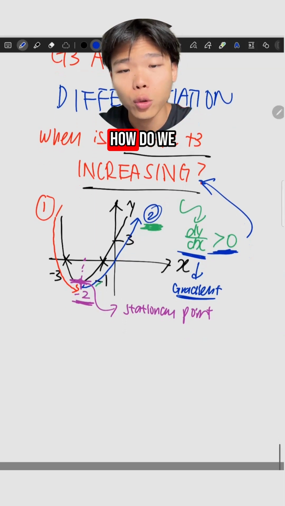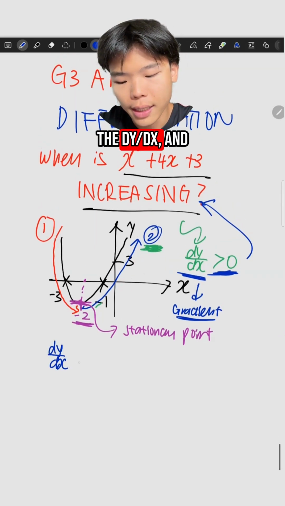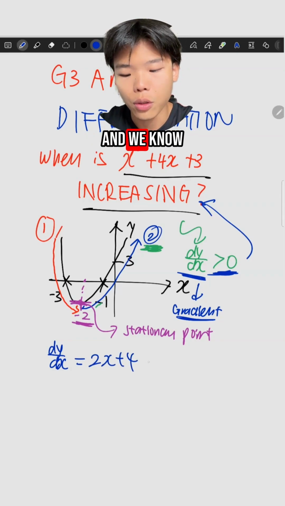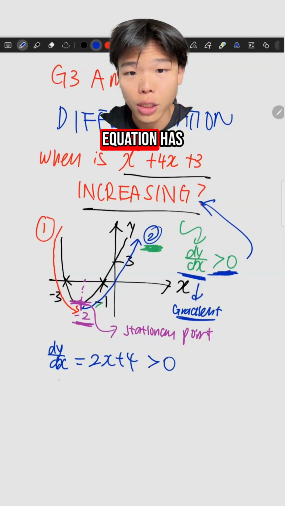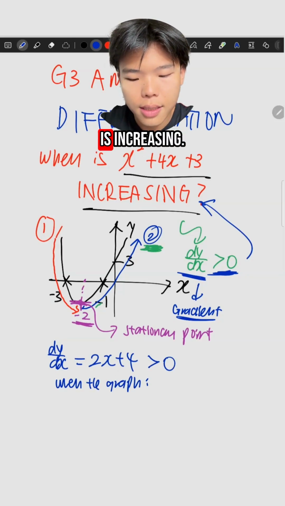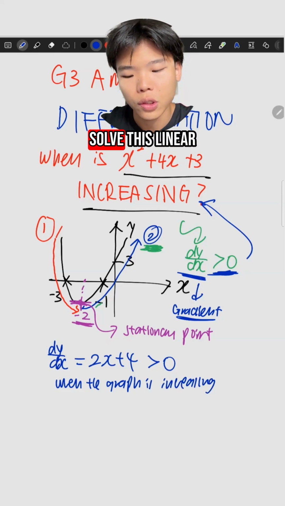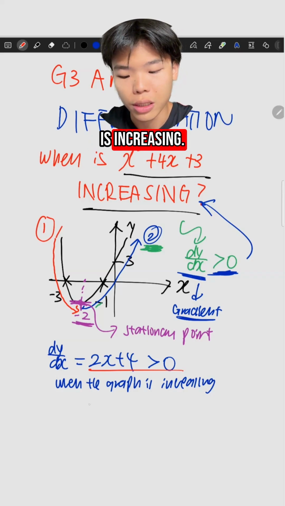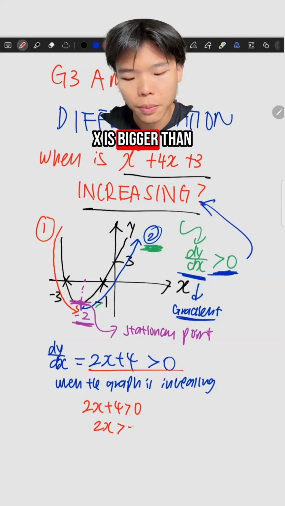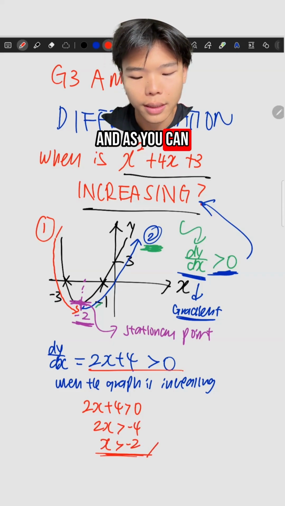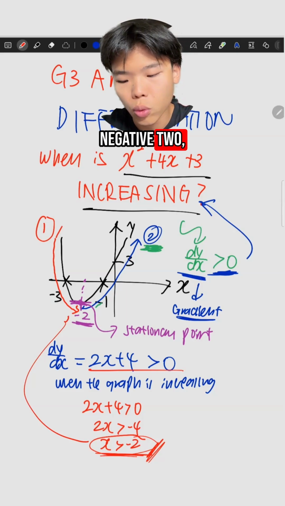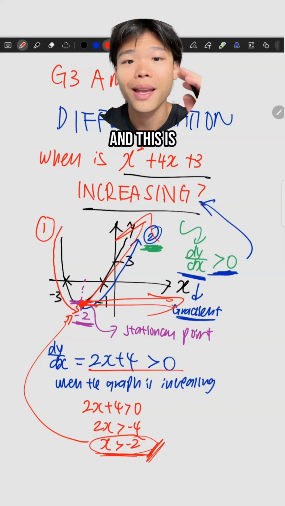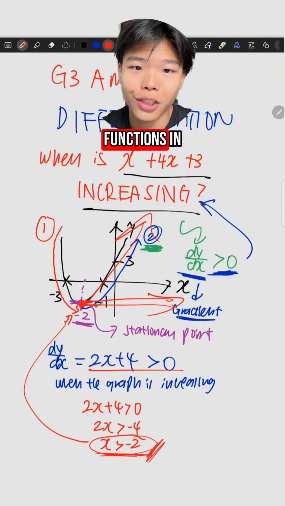So with that in mind, right, how do we tackle this question? It's as simple as first finding the dy/dx, and in this case, the dy/dx will be 2x + 4, right? That is what you learn from your laws of differentiation. And we know that the dy/dx has to be positive, this expression has to be positive, when the graph is increasing. So from here onwards, we just need to solve this linear inequality to find out what are the range of values of x for which the graph is increasing. So 2x + 4 > 0, 2x > -4, x > -2. And as you can see over here, as long as x is bigger than -2, which can be reflected on this graph, from -2 onwards, the graph is actually always increasing. And this is how we tackle increasing and decreasing functions in differentiation.